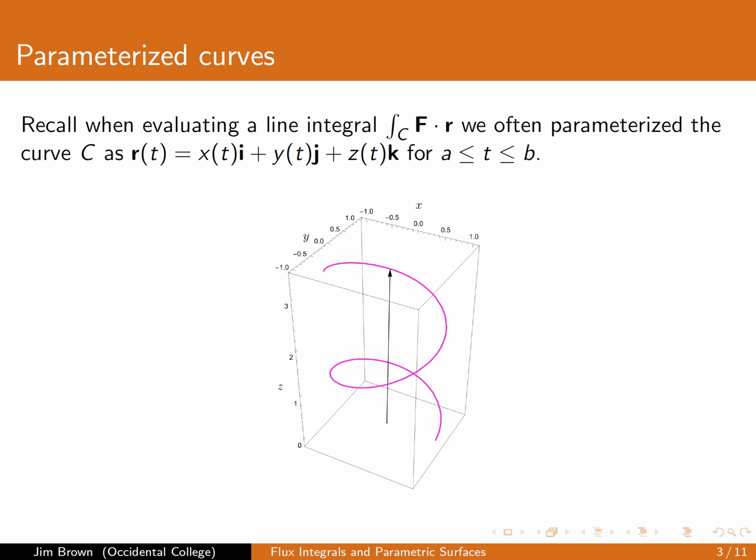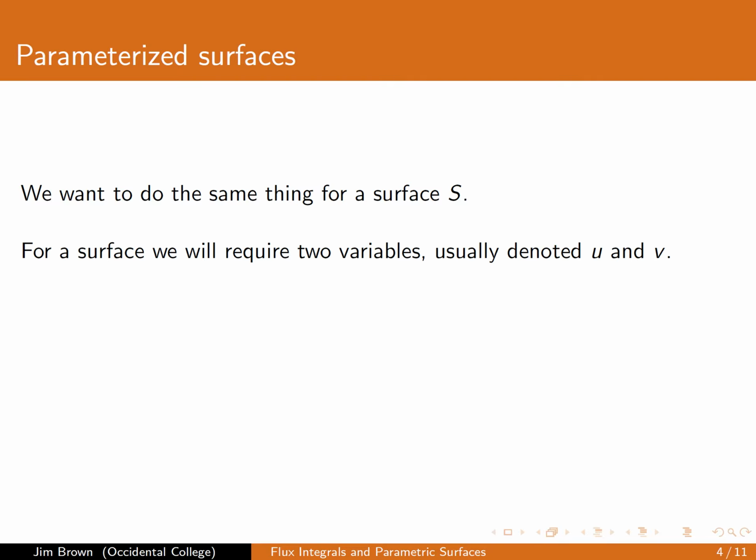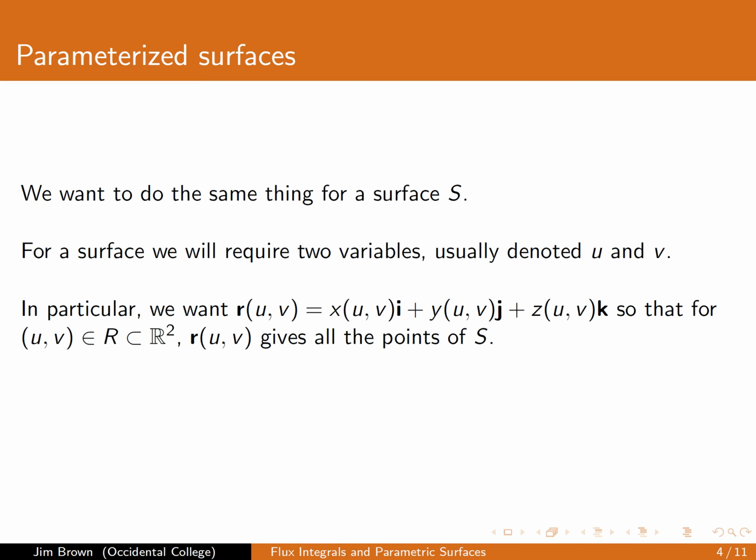So a curve is a one-dimensional object, a surface is two-dimensional. So while we just needed one variable t to do a curve, we're going to need two variables to do our surfaces. So the idea is we want to do the same thing for a surface and have a parameterization of it. So for surfaces, the variables are usually denoted u and v. You don't have to do that, but that's kind of standard, so that's what we'll mostly stick to.